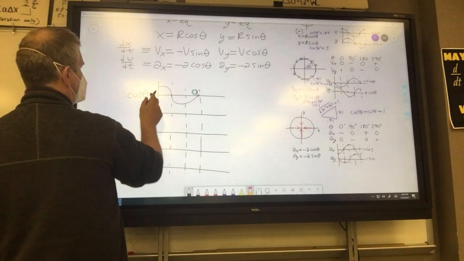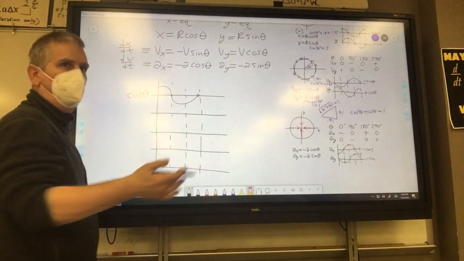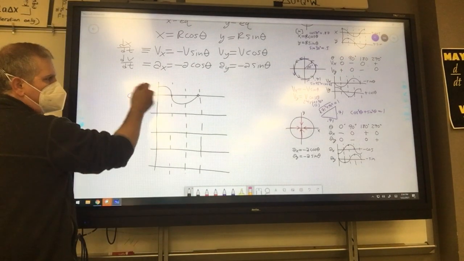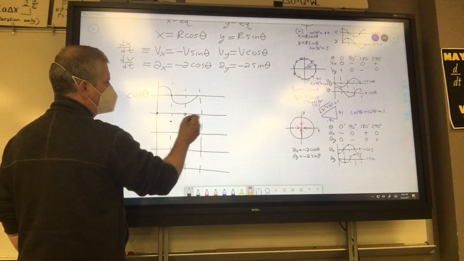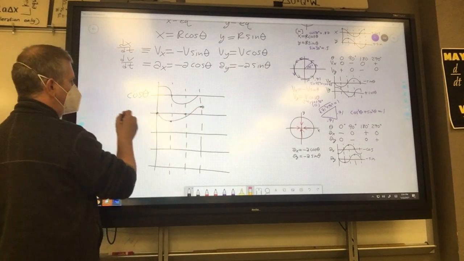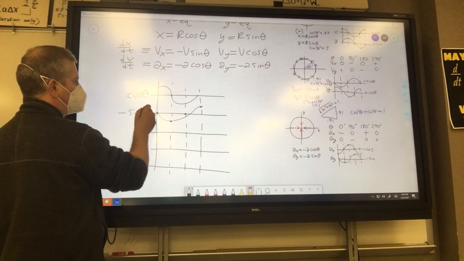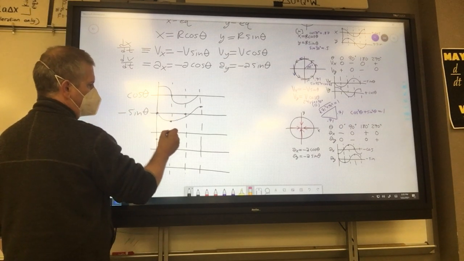Okay. Then it goes 0. See, that's a 0 slope, right? And derivative is slope. 0 slope, negative slope. 0 slope, negative slope. It'll go back to 0. Well, that's a negative sine graph. My slope there is negative. It's flat. My slope is 0.